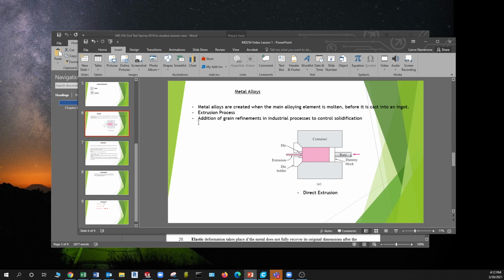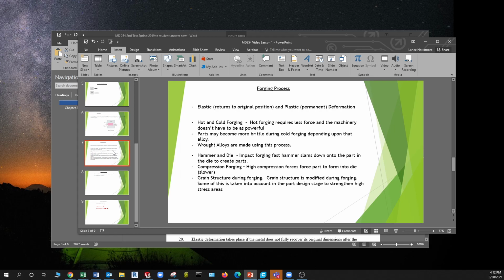So we're also going to talk a little bit about the addition of grain refinements. When the alloy is molten, and let's say it's not going to be a forged product, it's going to be a cast product, remember that the addition of grain refinements can help control, like we saw in the last few slides, the grain size and structure of certain pieces of the casting or the entire casting itself, depending on what it needs to accomplish in its life as a part. So keep that in mind going forward for the test, for test 2, and we'll continue on.